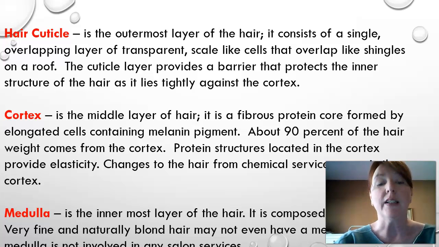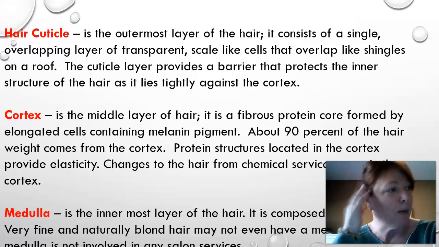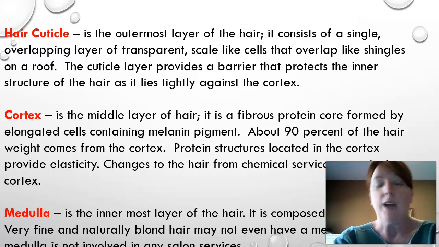The medulla is the innermost layer of hair, and it is composed of round cells. Very fine and naturally blonde hair may not even have a medulla. The medulla is not involved in any salon services. My hair is baby fine, like I say, baby bird hair, and I don't have a medulla.